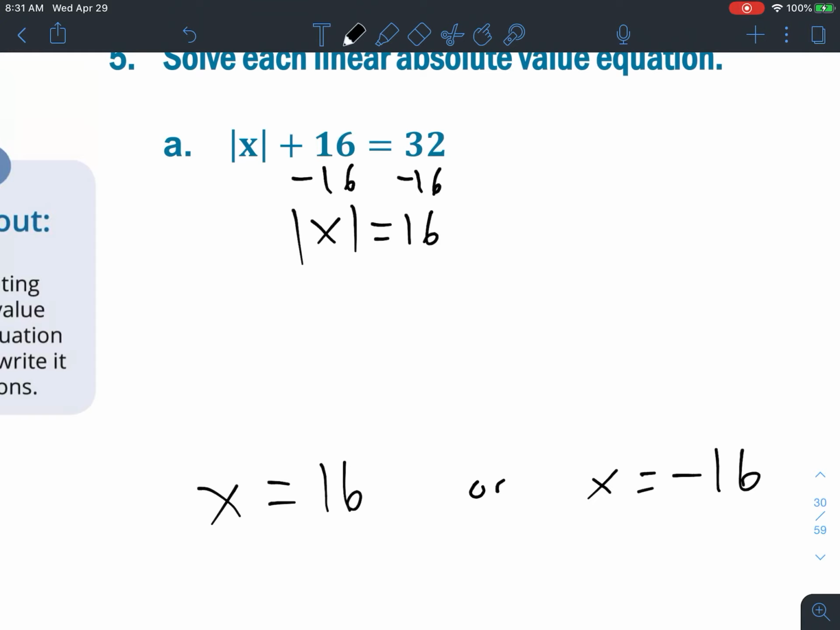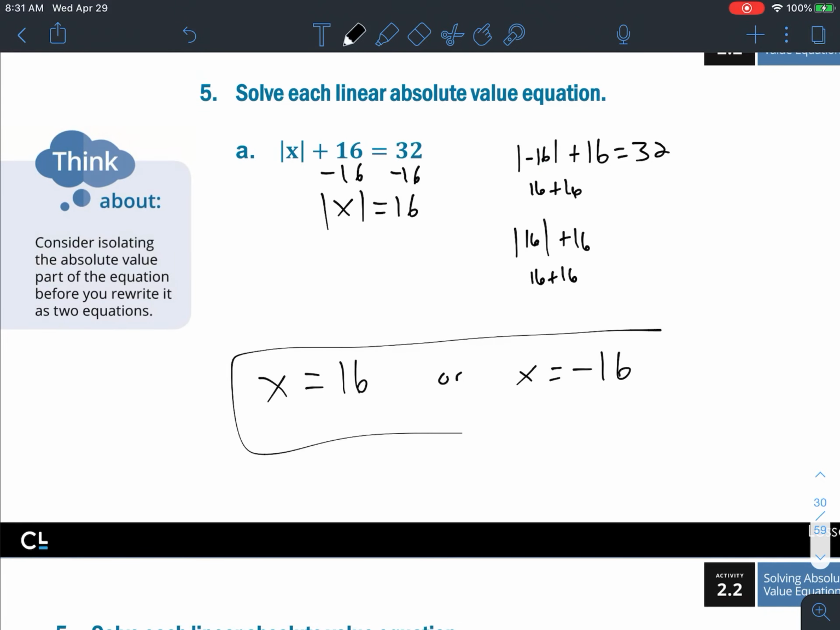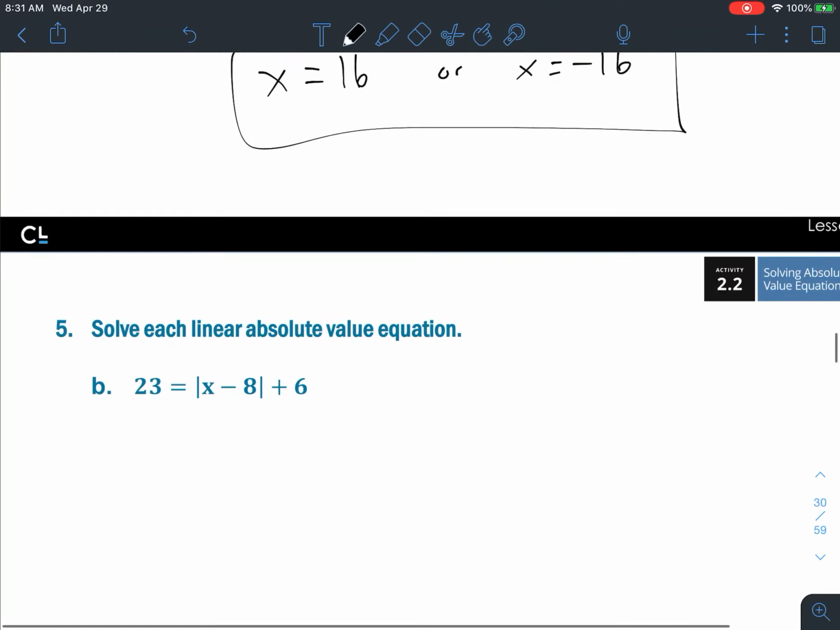Because if you put a negative 16 in there, if you write it like this, plus 16 is a true statement because the absolute value sign turns a negative to a positive. So that ends up being 16 plus 16. Even if it was 16 absolute value plus 16, it's still true because it's going to be 16 plus 16. So your answer would be either x is 16 or x is negative 16.